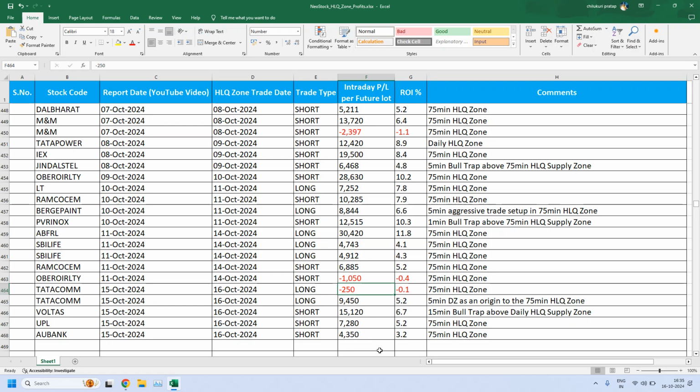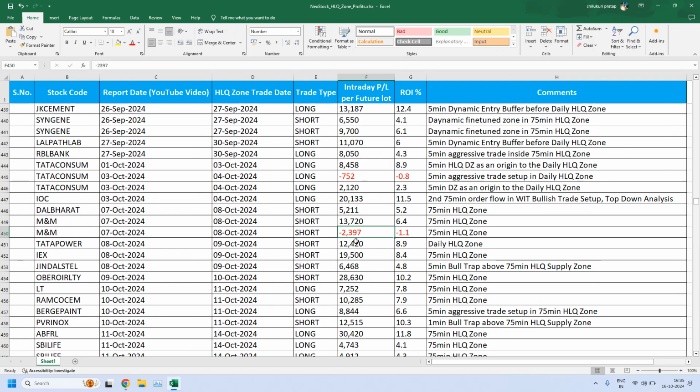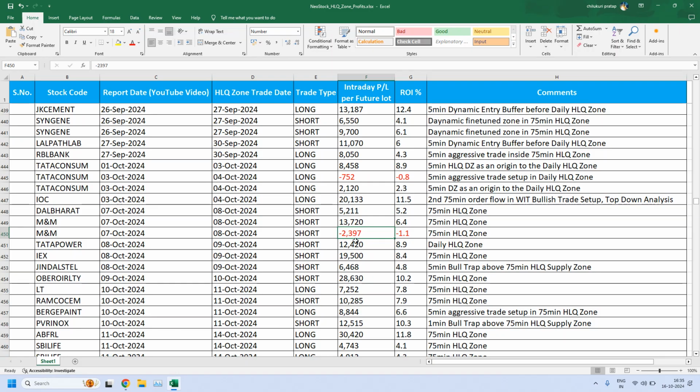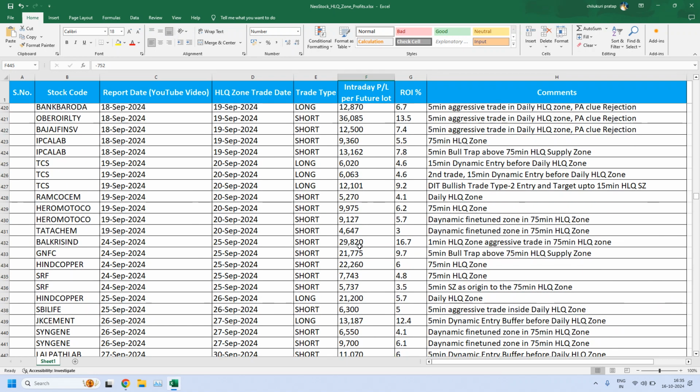Okay, anyway, when you get the profits, you are getting like 9,000, 15,000, 7,000, 4,000 or 6,000. But when you get losses, you are getting 250 rupees or 1,000 rupees or 2,300. This is only the biggest loss in terms of the price, not in terms of the percentage. This is ROI.